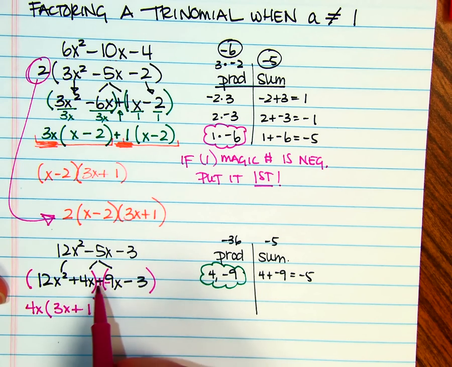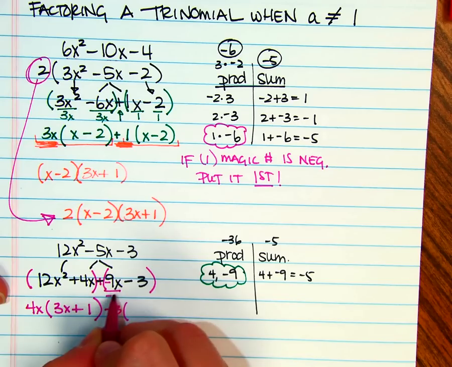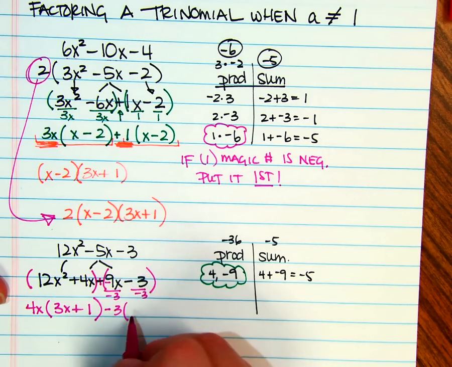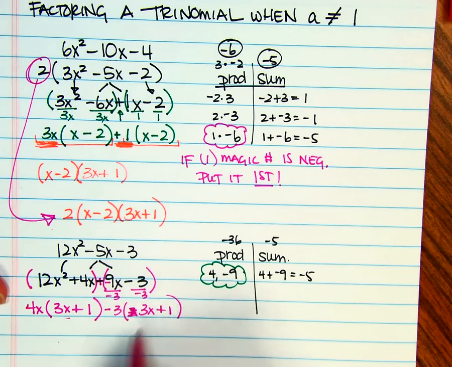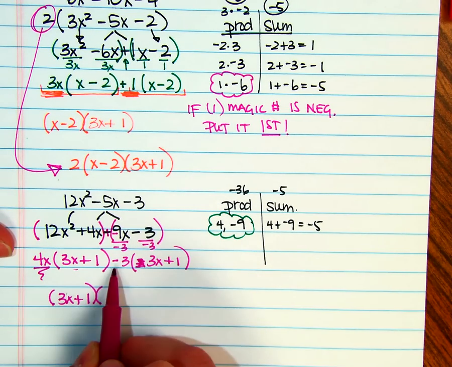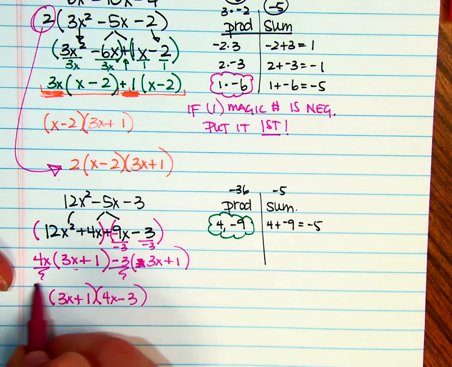If you change it to plus a negative, you have to factor out a negative. So I'm going to take out a negative 3. And that leaves me, negative divided by negative is a positive, positive 3x and a positive 1. Binomials are the same. That is the greatest common factor. And then the garbage left is what's not in parentheses, 4x minus 3.